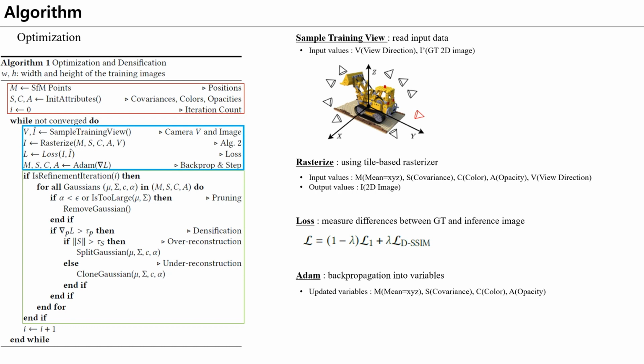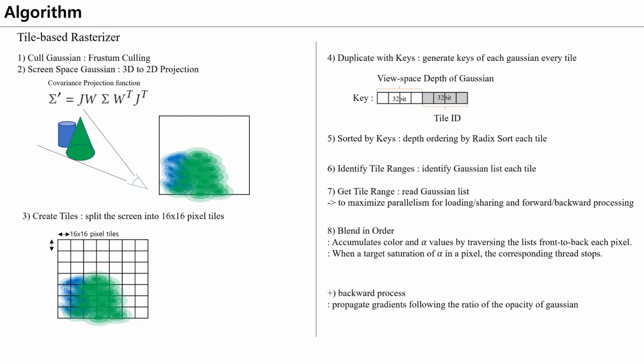Let's go into detail about the rasterizer, which is important in this paper. In the paper, it's called a tile-based rasterizer. I took keywords written in the pseudocode. First, in cull Gaussian, it removes the Gaussians in a region out of the camera frustum. To put it simply, it removes Gaussians that are outside the camera FOV.